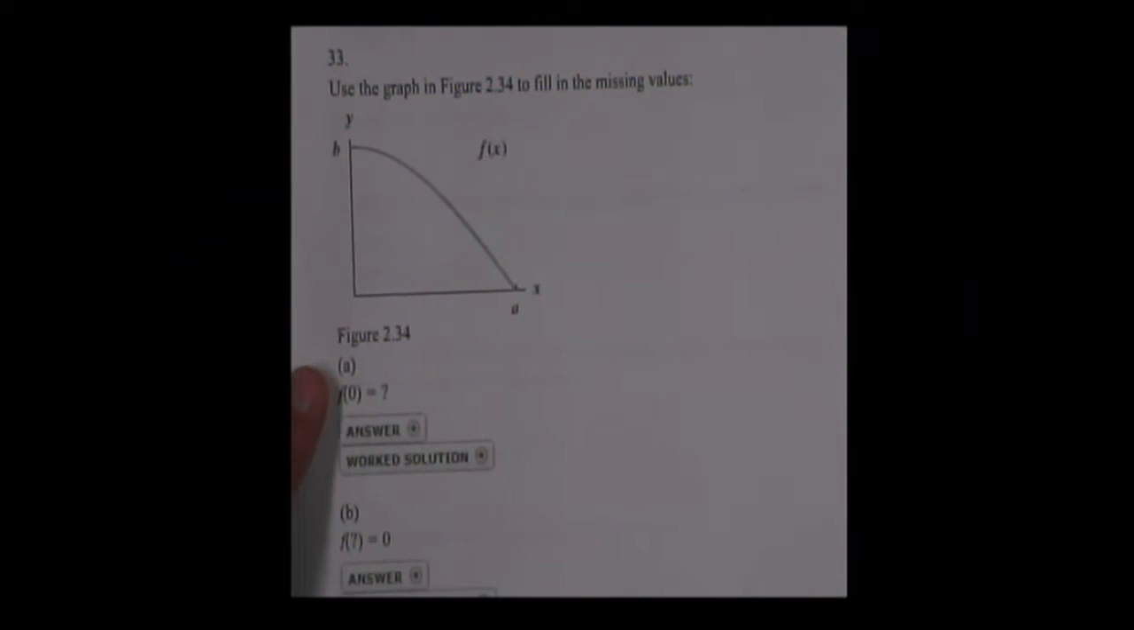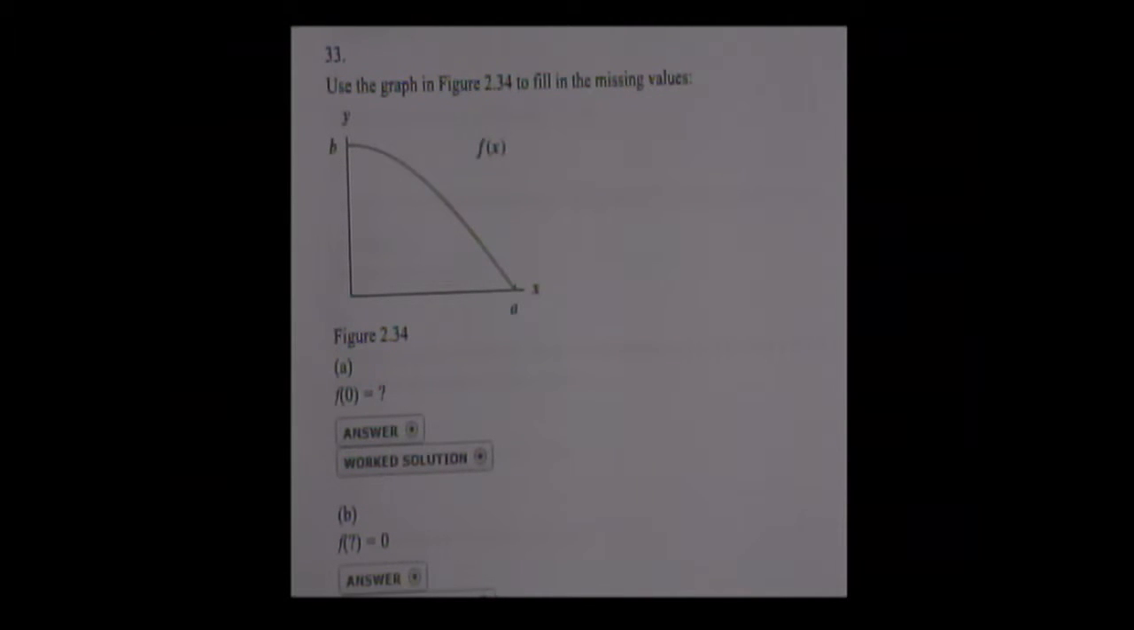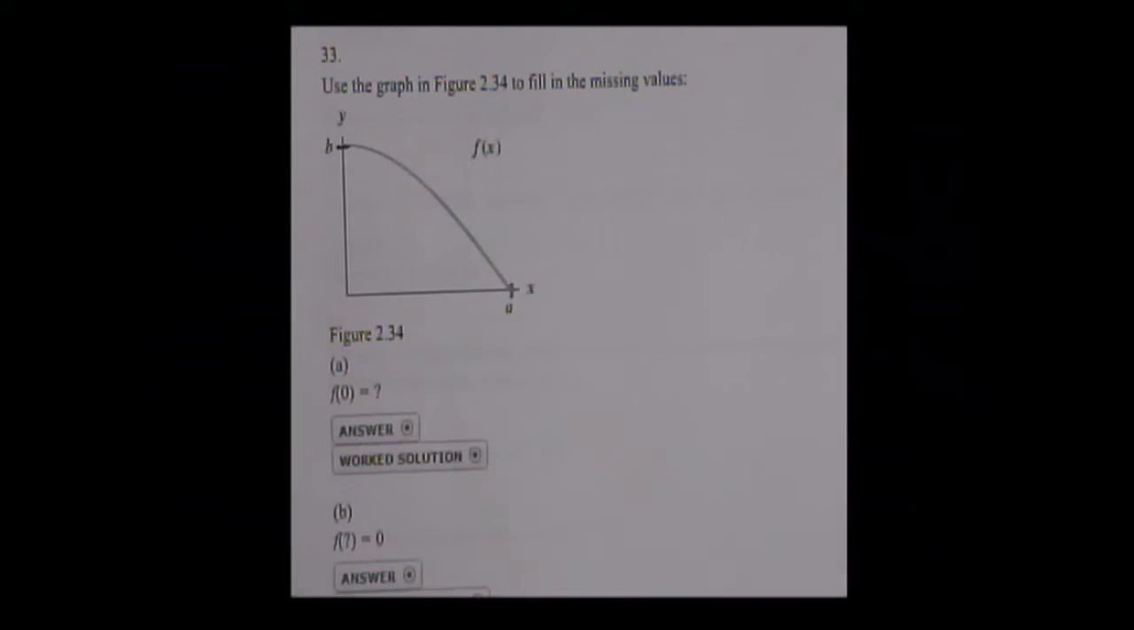Let's do a quick question. See how quickly we can do this. So we have this graph, and I have all these parts to it. Part A, what's f at 0? And realize that B is intended to be right here and A is right there. So f at 0 is what?